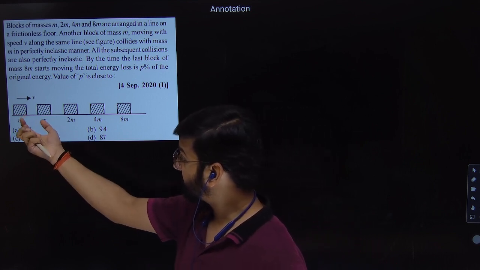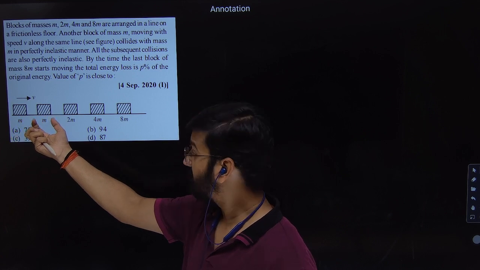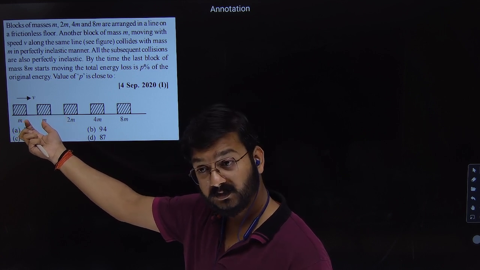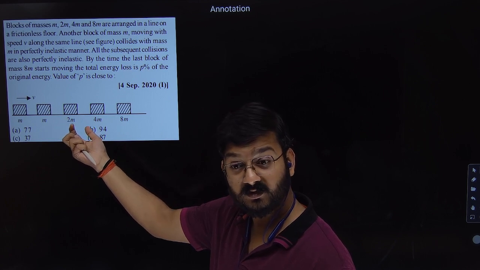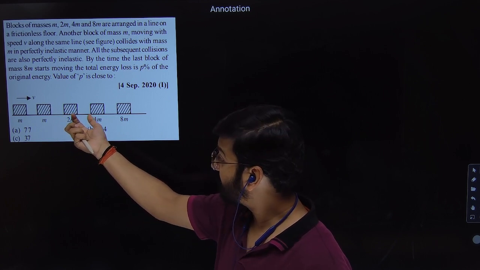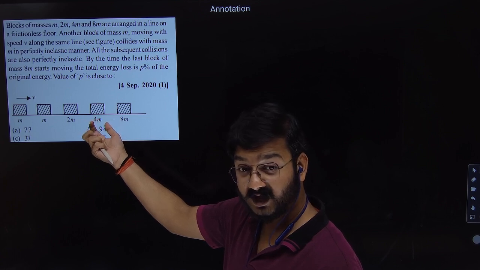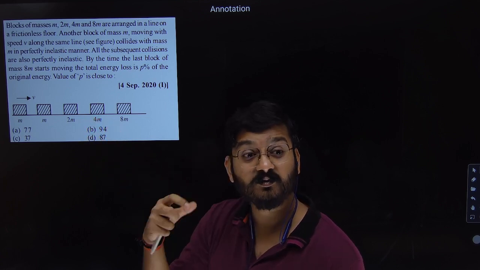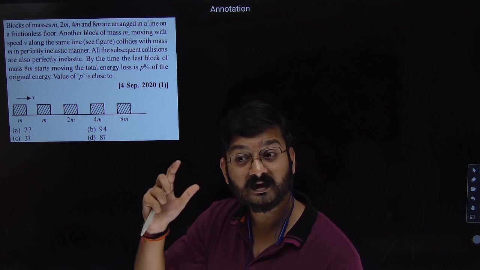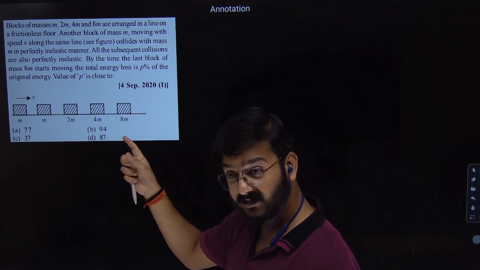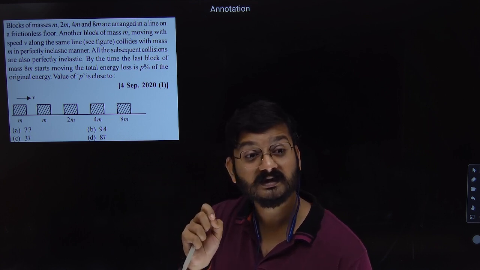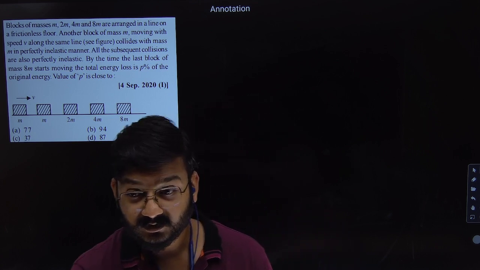After the first collision, they both will move together. What will be the mass? 2m. This collides with this 2m. After collision, 2m plus 2m, 4m. That 4m will collide with this, because after a perfectly inelastic collision, they combine and move together. So 4m plus 4m, 8m. Then that 8m will collide with this 8m, again combine and become how much? 16m.